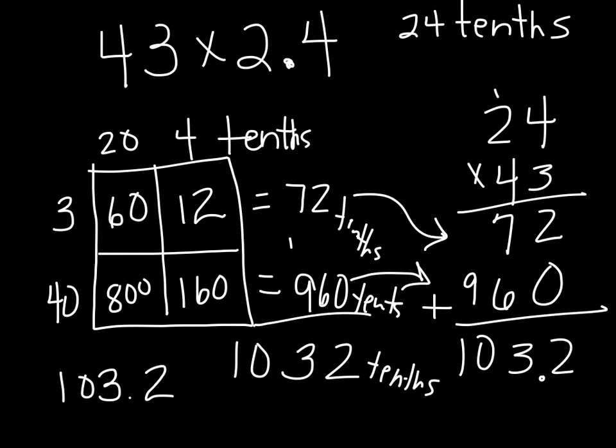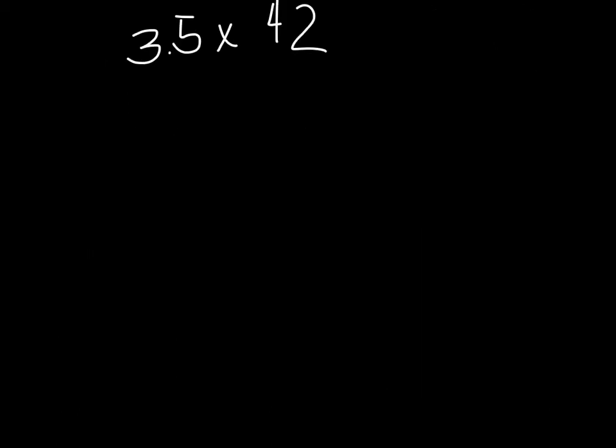Let's try one more together. Alright, we have 3 5/10 times 42. I'm going to do the same thing with my 3 5/10. I'm going to decompose that so that I have 35 tenths.